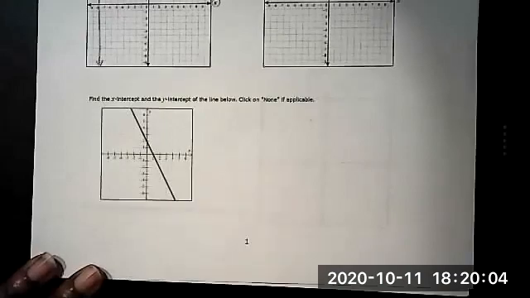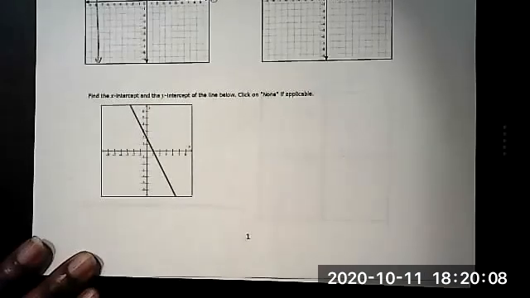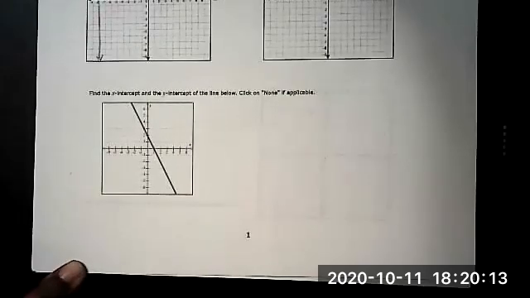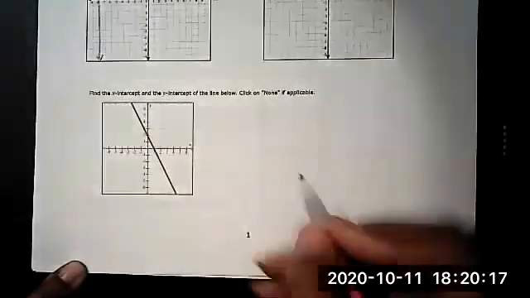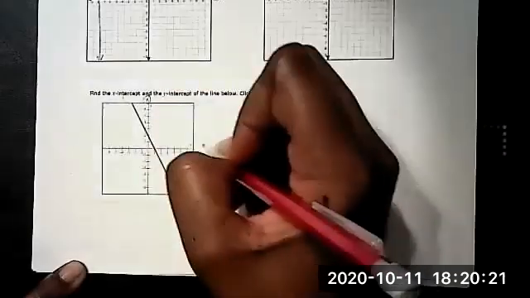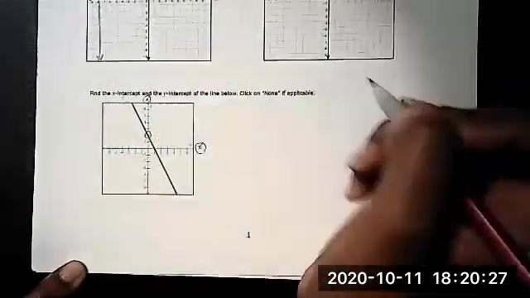With this line down here, it would be really nice if you all would print it out and work on these worksheets with me. It helps if you do that. Find the X-intercept and Y-intercept. So this is your Y, and this is your X. The X is this line, the Y is that line. If it touches or crosses the Y, that's your Y-intercept.